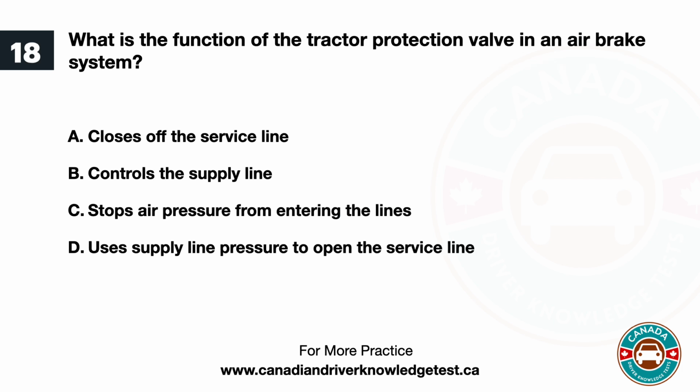Question 18. What is the function of the tractor protection valve in an air brake system? A. Closes off the service line. B. Controls the supply line. C. Stops air pressure from entering the lines. D. Uses supply line pressure to open the service line. The answer is D. Uses supply line pressure to open the service line.